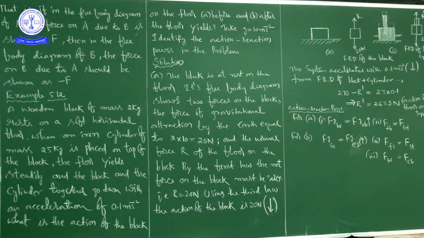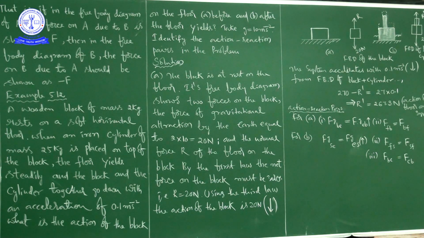Okay, now we are going for the solution. When I am explaining the solution, you have to keep in mind what they have given in the problem. In case 1, he kept only the mass of 2 kg on the floor, but in case 2, he kept an iron cylinder of mass 25 kg on the top of the block, then the floor is going to yield, and they have given the acceleration of the system also. Here system means block plus cylinder, that acceleration is 0.1 meter per second square. Okay, right. See the solution.